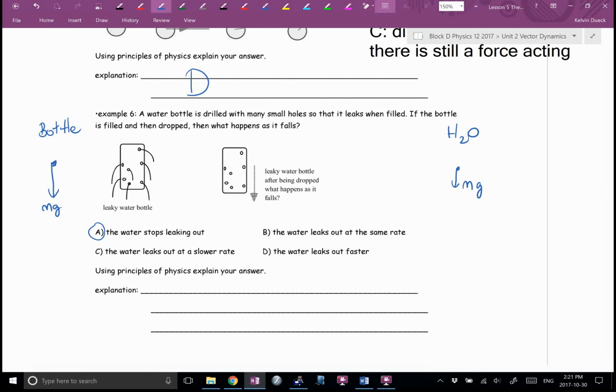Well, the normal force would be only if the bottle was not in free fall. Because if you're in an elevator in free fall, what's your normal force? 0. Was the water the equivalent of an elevator in free fall? So I'm going to say 0.